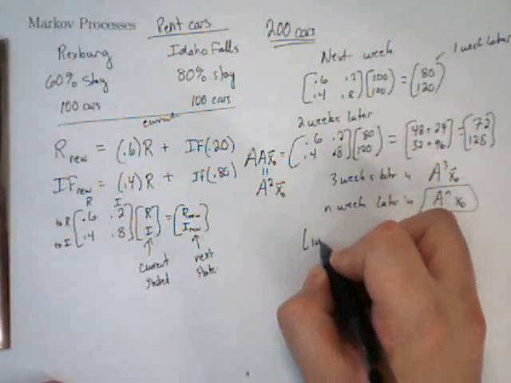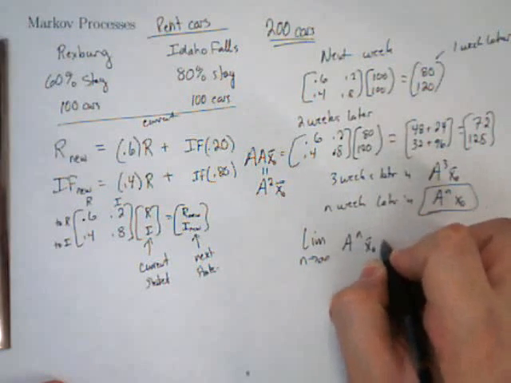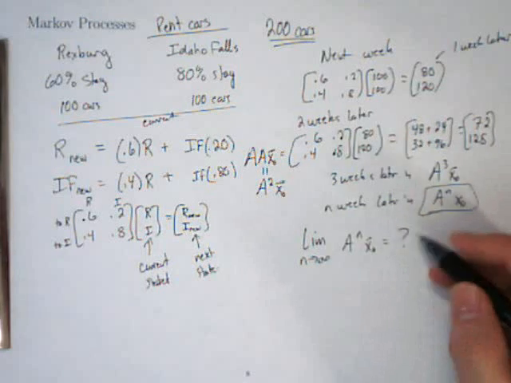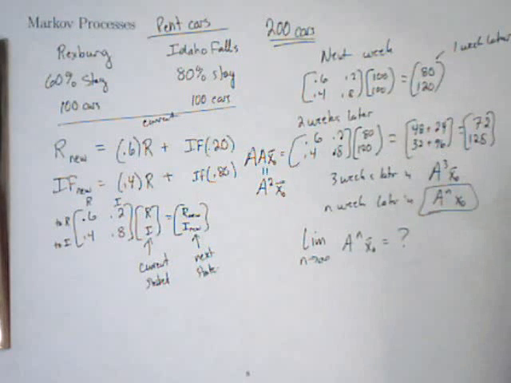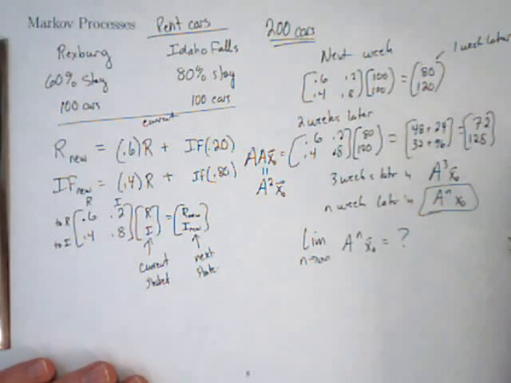So the question is, limit as n approaches infinity of A^n x naught equals what? Is there some end state? What will happen to the total number of cars? Will all of them end up in Idaho Falls? Will all of them end up in Rexburg? Where will the cars be?